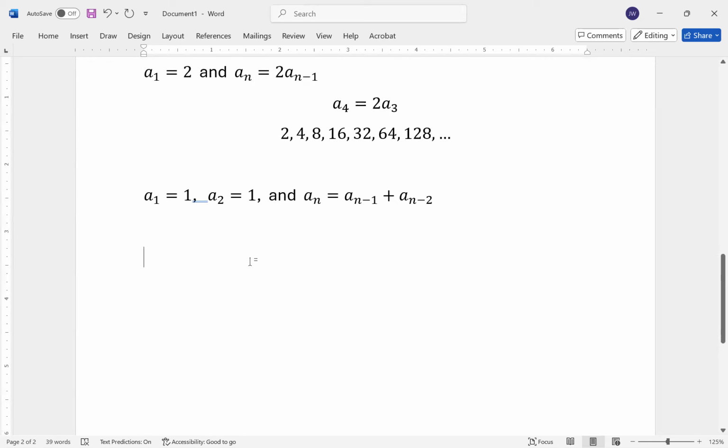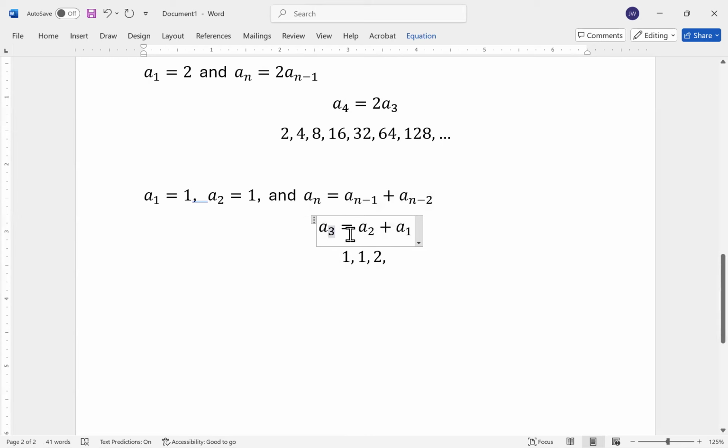Now let's go to this one. First term is 1. It tells us that. Second term is 1. It tells us that. And then I get my third and beyond terms by this expression. My third term is going to be, when I plug in 3, I get a sub 2 plus a sub 1. So my third term is a sum of the previous 2. 1 plus 1 becomes 2, so 2 is my third term.